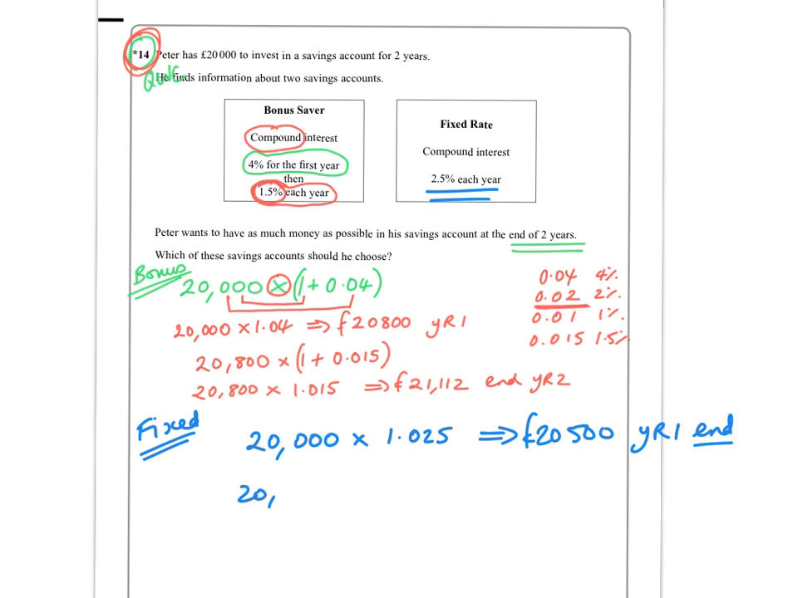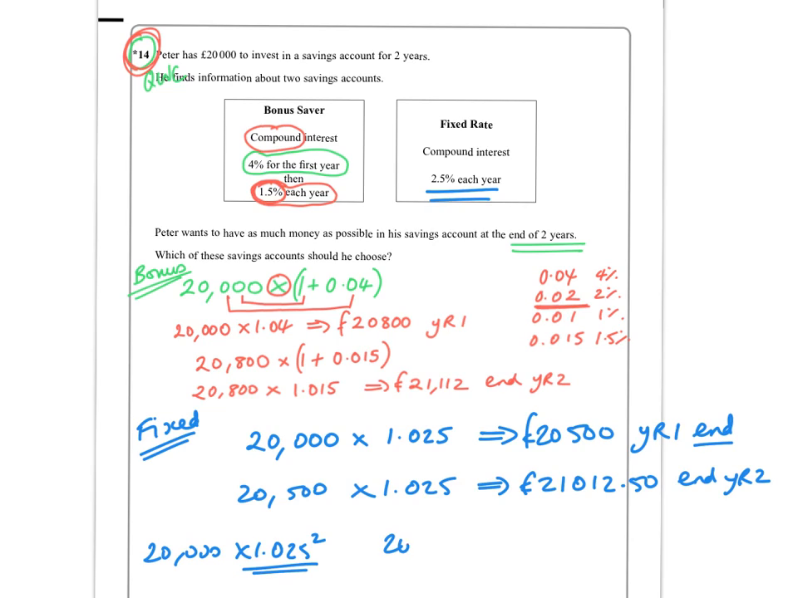And then we take the 20,500 and apply that again, and we'd get £21,012.50, and that's the end of year 2. Now there was a quicker way of doing this second one. You could have just done 20,000 times 1.025 squared. Why? Because you've got 20,000 times 1.025, which is what you've got over the first year, and then you're timesing that by 1.025 again. So notice that's 1.025 squared.